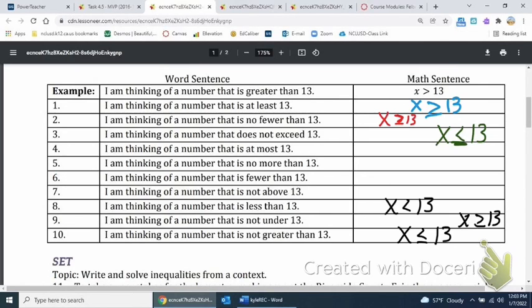Does that make sense? Okay, you're going to have 4 of these on your practice quiz. It's one problem. There's 4 parts to it. And you just pick the drop-down menu.